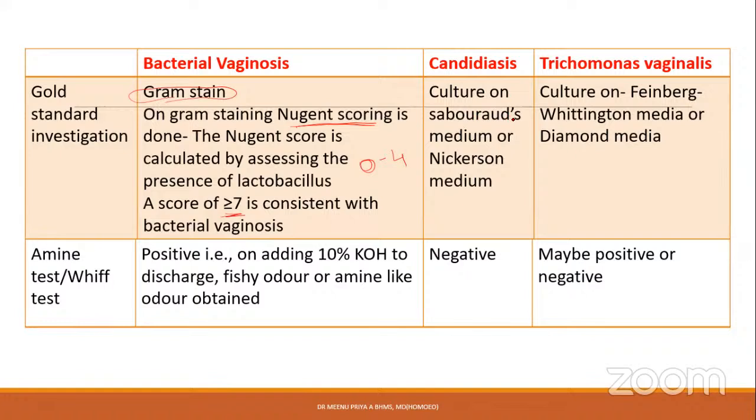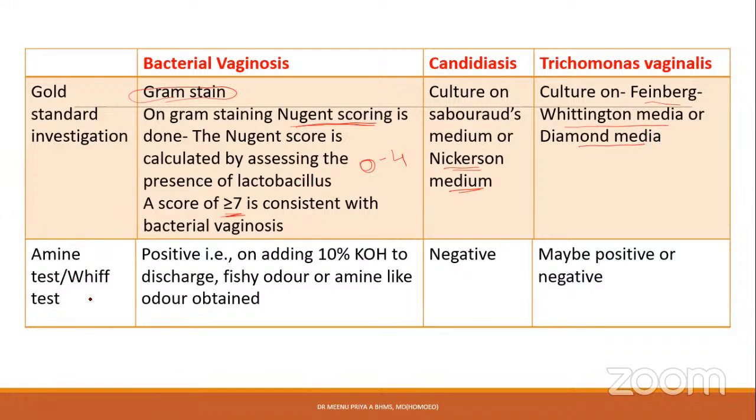And culture on Sabouraud's medium or Nickerson medium, this we saw, is the gold standard investigation for candidiasis. And for trichomonas, it is Feinberg-Whittington media or Diamond media. This is the gold standard investigation for Trichomonas vaginalis. My suggestion: because these are rare names, you may think they are not asked in exams and neglect them. No, it can easily become a question because it is a tough question. Memory is important here. So it can be asked.